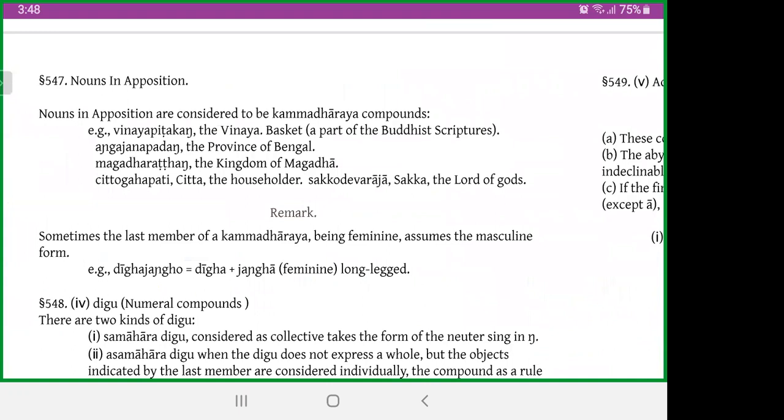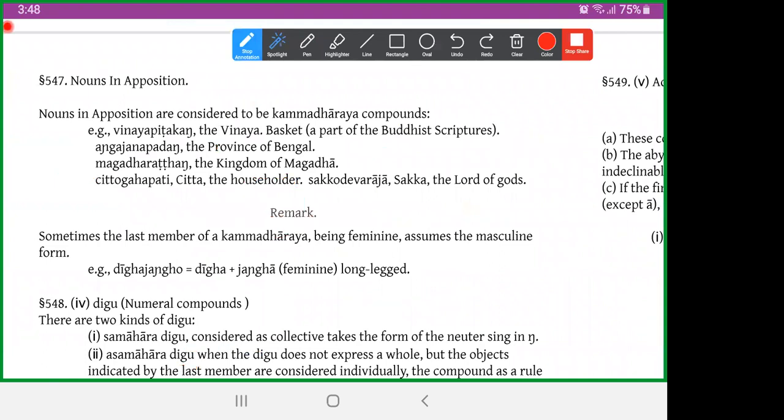All right? Okay, we read this sentence together. Nouns in apposition are considered to be Kammadharaya compounds. For example, Vinaya Pitakam, the Vinaya basket, a part of Buddhist scriptures. Anga Janapadam, the province of Bengal. Magadha Ratam, the kingdom of Magadha. Chitto Gahapati, Chitta the householder. Sakko Devaraja, Sakka, the Lord of gods.